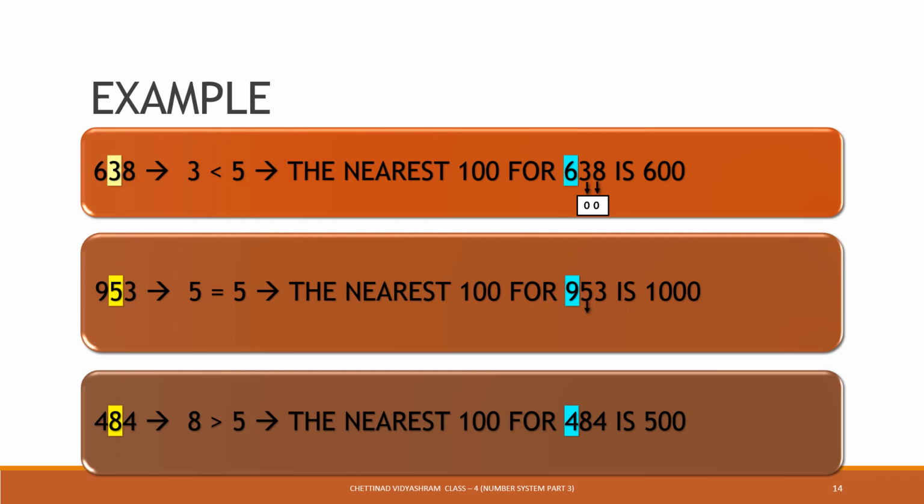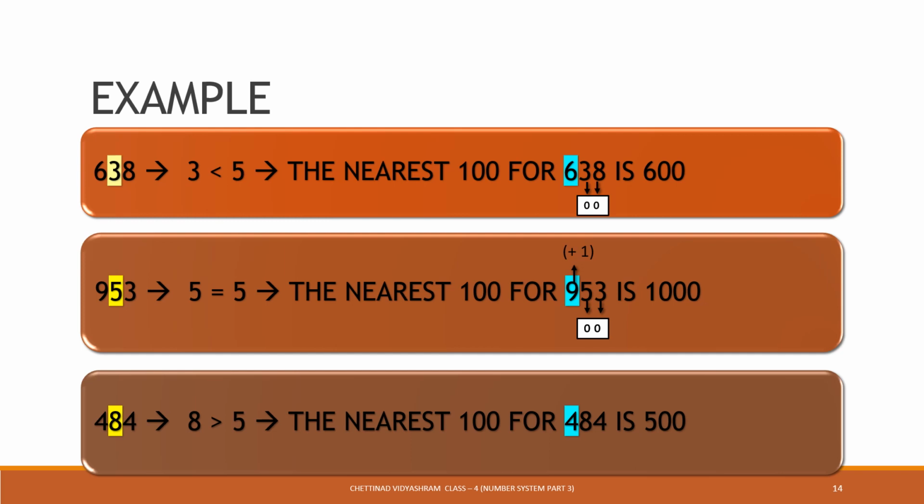Consider the next number, 953. The number in the tens place is 5, which is equal to 5. So the numbers in the tens and ones places become 0. Since it is equal to 5, the condition is to add 1 to the number in the hundreds place. So 9 plus 1 is 10, and with two zeros again it makes 1000.